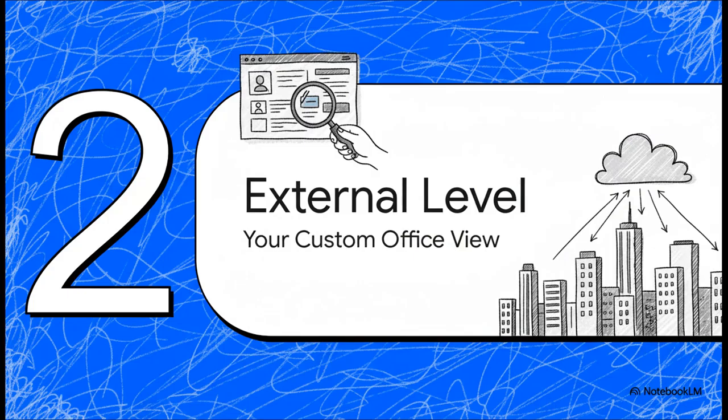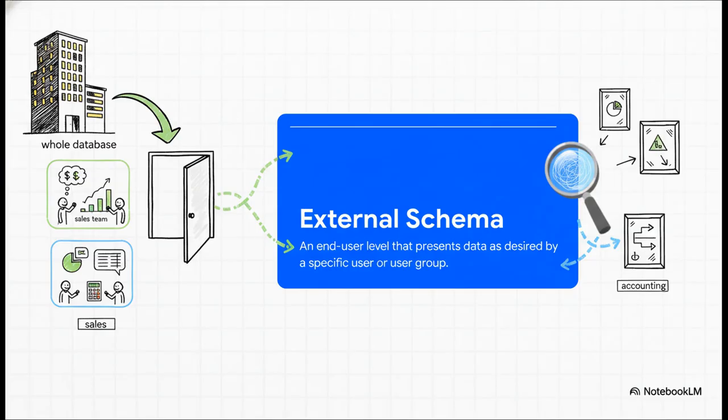All right, so now that we get the blueprint that holds that single source of truth, let's head up to the top floor. This is the external level. This is the part of the building that you, the user, actually see and interact with every single day. This level is all about creating custom views. So if the whole database is the office building, this is your personal office space, laid out exactly how you need it. A sales team might see customer data formatted for their dashboards, while the accounting team sees that same data formatted for invoices. It's not just convenient, it's absolutely essential for getting work done efficiently.